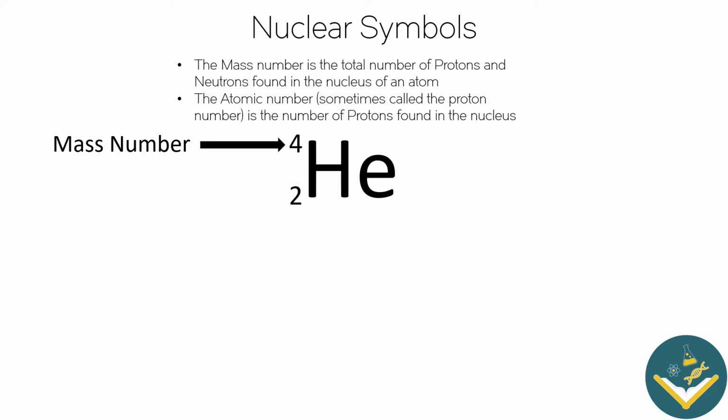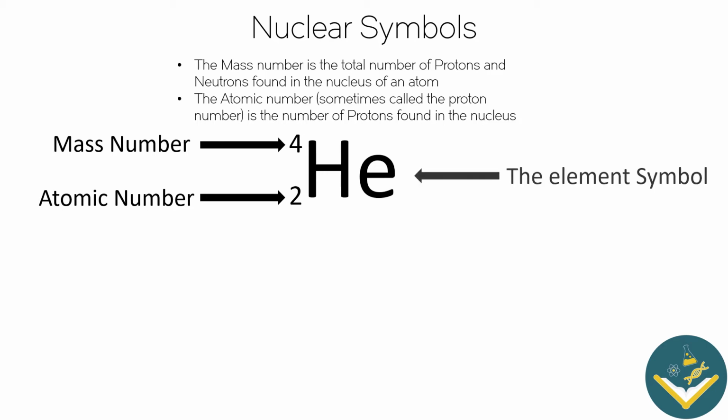The mass number tells you how many protons and neutrons there are inside an atom. So if you add the number of protons to the number of neutrons, it will give you the mass number. Next, we have the atomic number. The atomic number is sometimes referred to as the proton number. It tells you how many protons are found inside the nucleus of an atom. And of course, lastly, we have the actual element symbol itself, in this case He, which corresponds to helium, and you can of course check these on a periodic table.